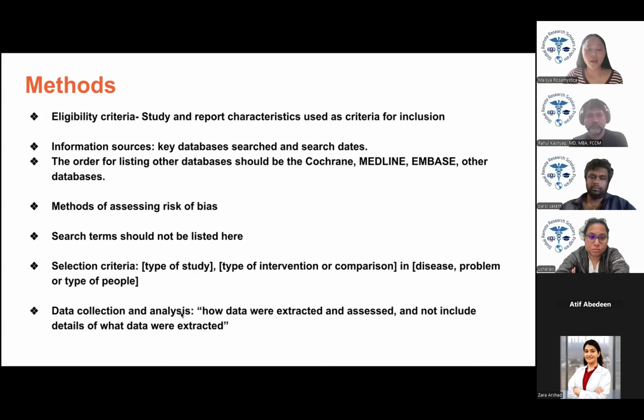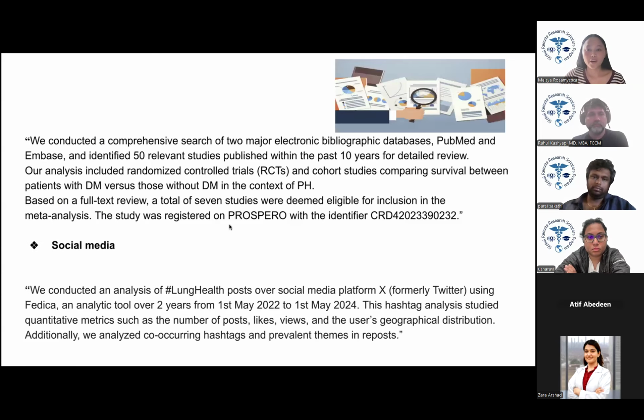And lastly, mention how you collect and analyze the data. How many articles did you get in the first place, and then how many later on, how many articles did you include, and how many articles you included in the systematic review and how many in the meta-analysis, if the analysis was done. Now again, let's take an example from Dr. Spateh's work here. This abstract has done an excellent job describing their method section.